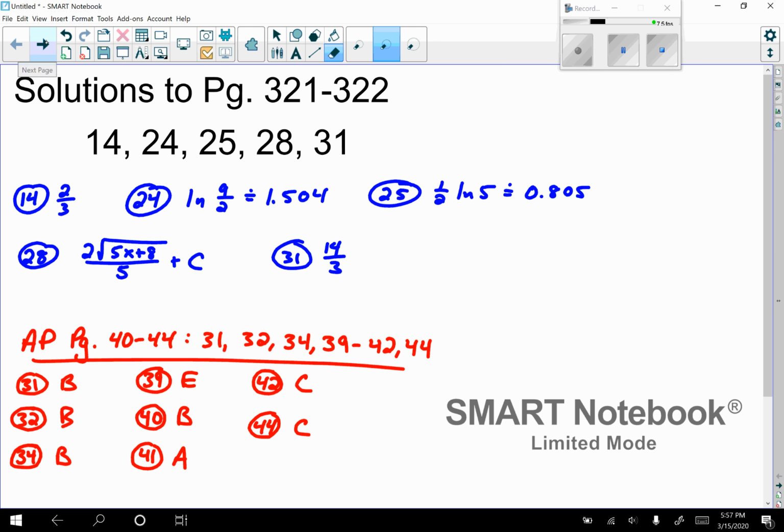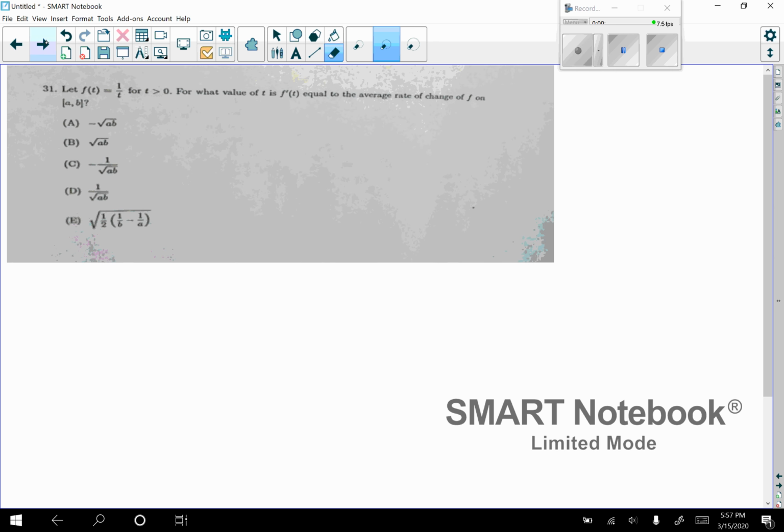Alright, so let's take a look at these AP problems. For this first one, we're given a function f of t is equal to 1 over t. For what value of t is f prime of t equal to the average rate of change of f on the closed interval from a to b? Again, making a note, t is greater than 0.